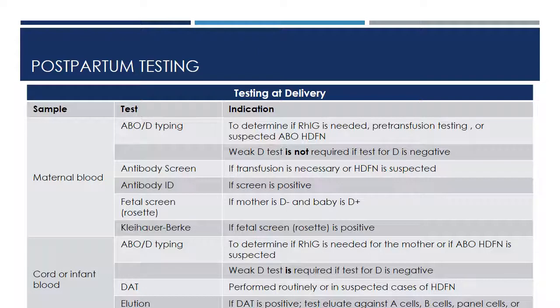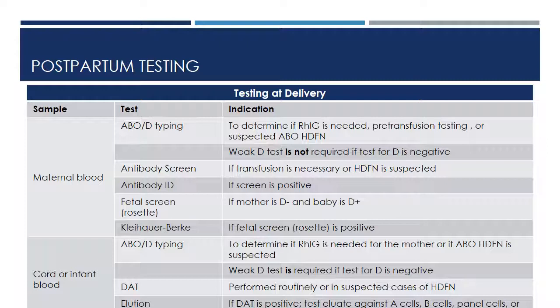So once we have access to the kid's blood, whether it's cord or if you can't get cord, you use a regular specimen, you're definitely going to do an ABO and a D phenotyping to make sure that we understand what the difference between the mother and the child is.